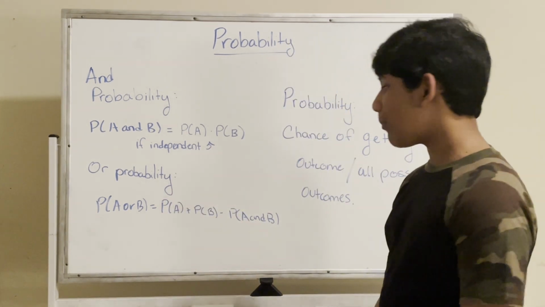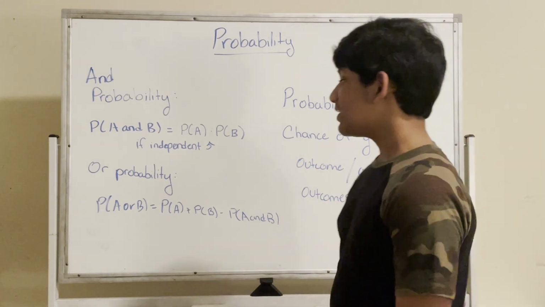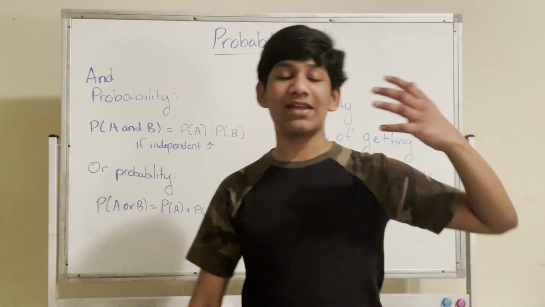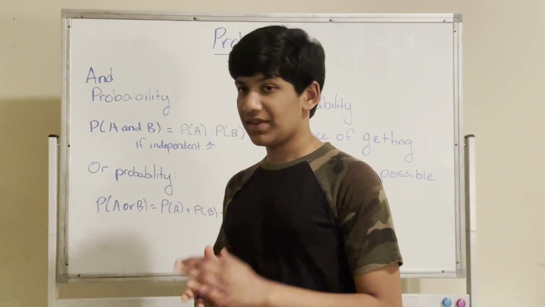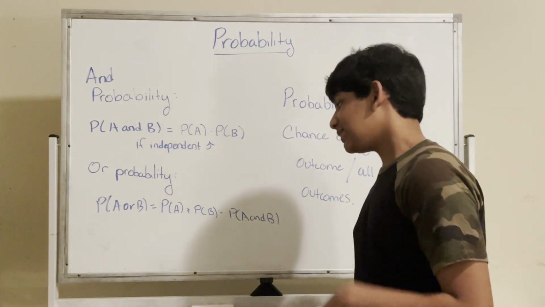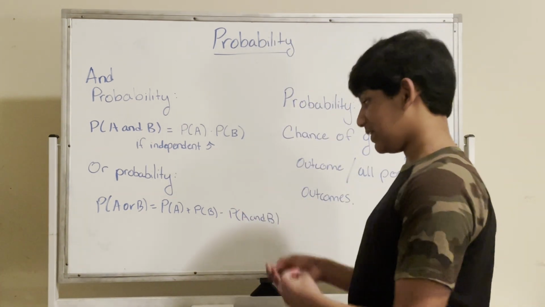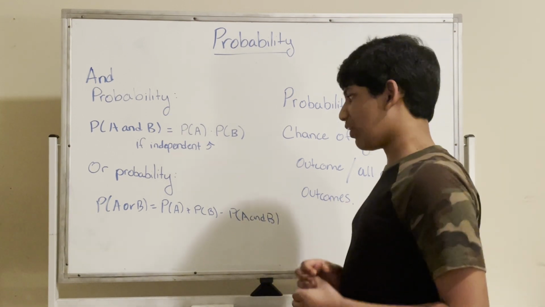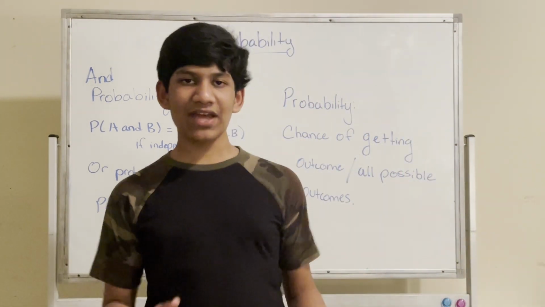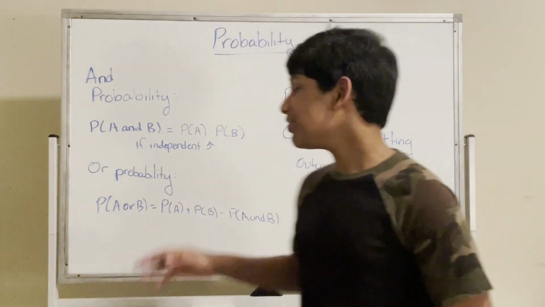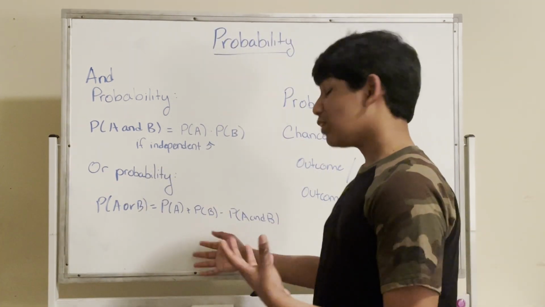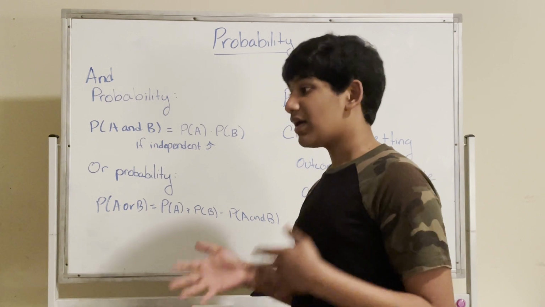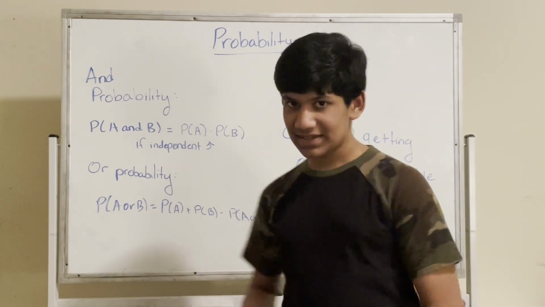So what is OR probability? OR probability states that the probability of an event A or B occurring is equal to the probability of A plus the probability of B subtracted by the probability of A and B. Okay. Now let's actually start talking about the minor definitions, independent, and mutually exclusive, and then move on to actually calculating this.